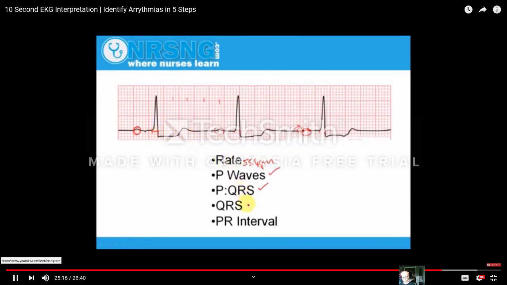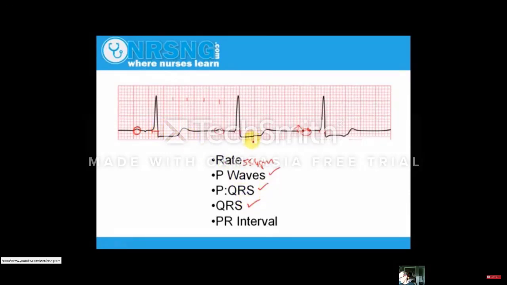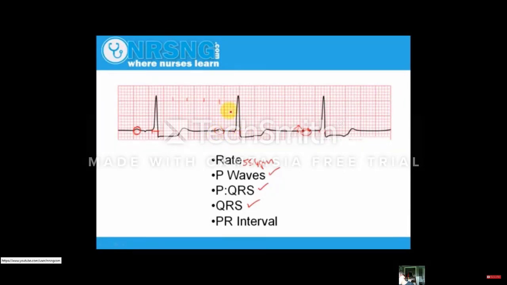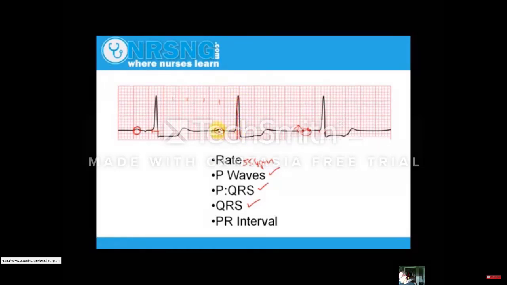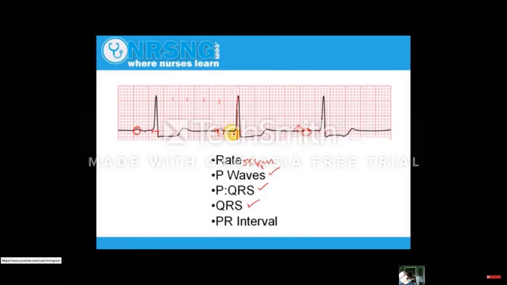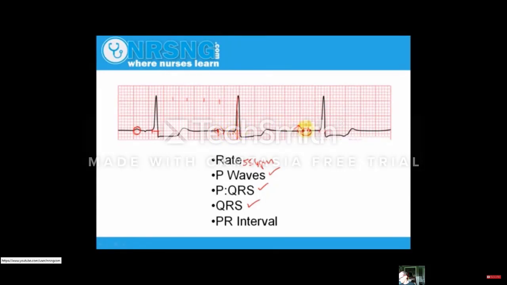Okay, so here's our R wave right there. Here's the onset of our P. So 1, 2, 3, 4, 5, 6.5. Again, 1, 2, 3, 4, 5, 6.5. So our PR interval is long. It's greater than 5 small boxes.